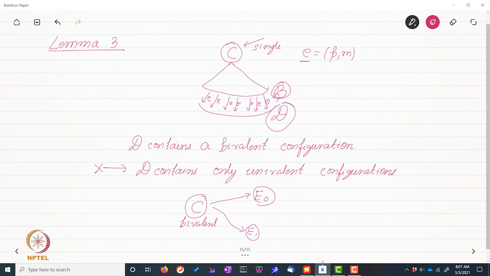So let's consider the case of E0. If E0 is an element of the set B, it means that E has not been applied to it. So let us apply E to it. Then we will reach a state called D0, which is an element of set D, and this follows from definition. The same holds for the set E1. If E1 is an element of B, in the sense it is reachable without applying E, then all that I do is apply E to it, and then I will reach another state D1, which is an element of D.